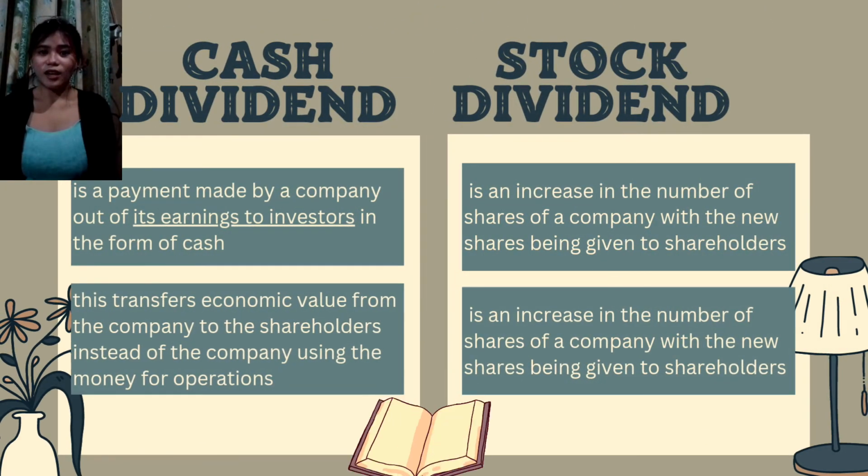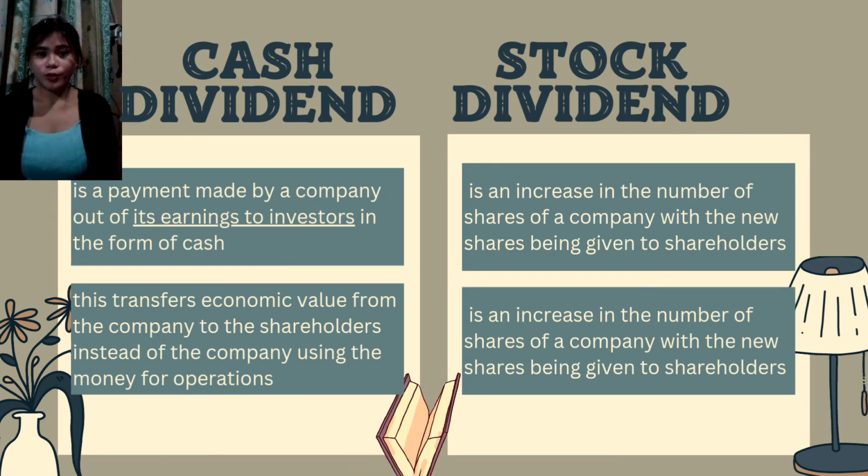Differences between cash dividend and stock dividend. A cash dividend is a payment made by a company out of its earnings to investors in the form of cash. This transfers economic value from the company to the shareholders instead of the company using the money for operations.